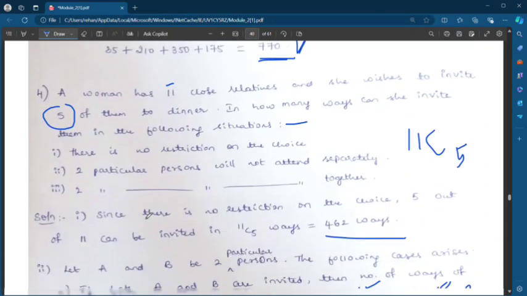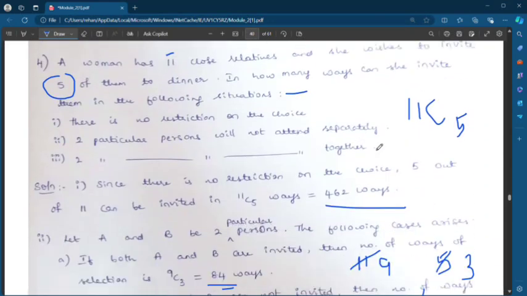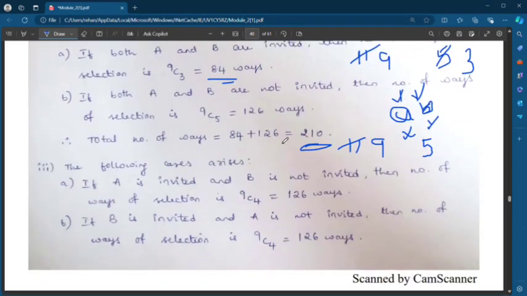Then the third question: two particular persons will not attend together. So they won't attend together, and the following cases arise. If A is invited and B is not invited, then the number of ways the selection can be done: A is invited but B is not invited. Now see, if A is there, B won't attend. If B is there, A won't attend.